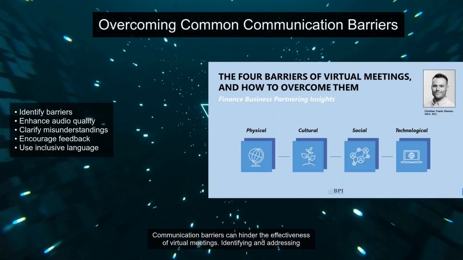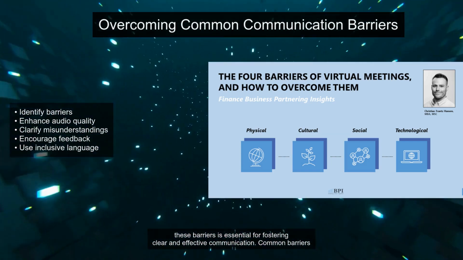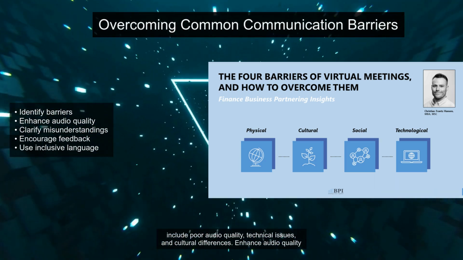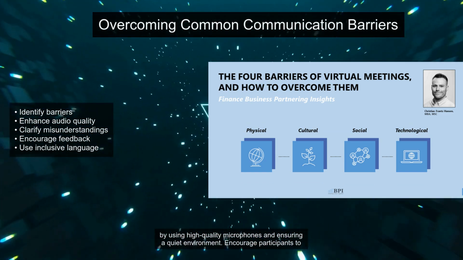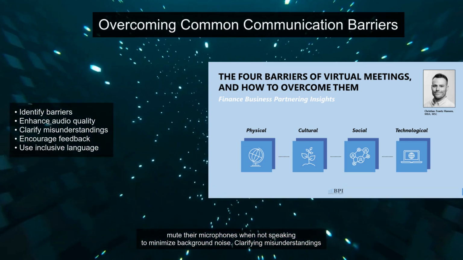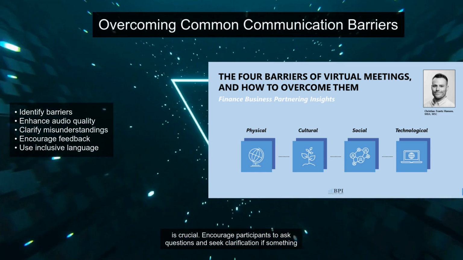Communication barriers can hinder the effectiveness of virtual meetings. Identifying and addressing these barriers is essential for fostering clear and effective communication. Common barriers include poor audio quality, technical issues, and cultural differences. Enhance audio quality by using high-quality microphones and ensuring a quiet environment. Encourage participants to mute their microphones when not speaking to minimize background noise.